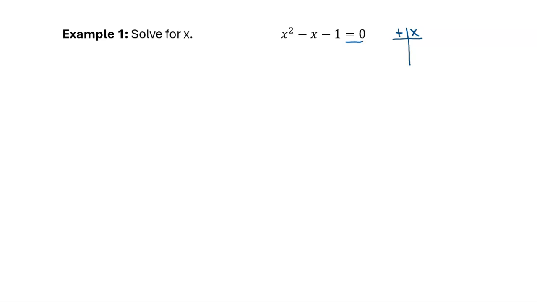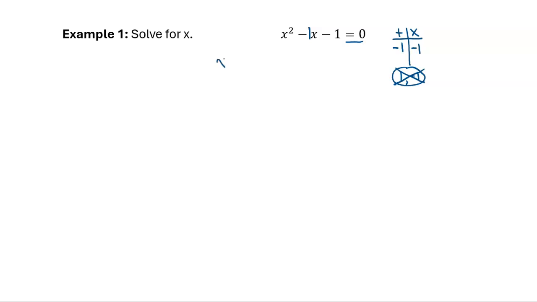Now this is a simple trinomial, it looks like, and so we are trying to factor it in that way. So we're going to try to find two numbers that add to the middle term, that's a negative 1 in front of the x, and multiply to the last term, negative 1 at the end. Now the only factors of negative 1 are 1 and negative 1, and those add to 0, so those will not work. So in this case we have to use the quadratic formula because it's not factorable.